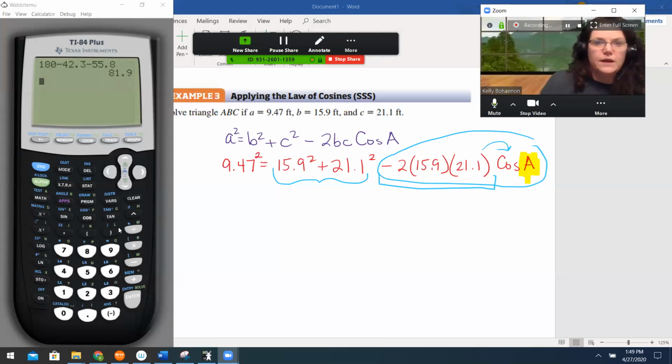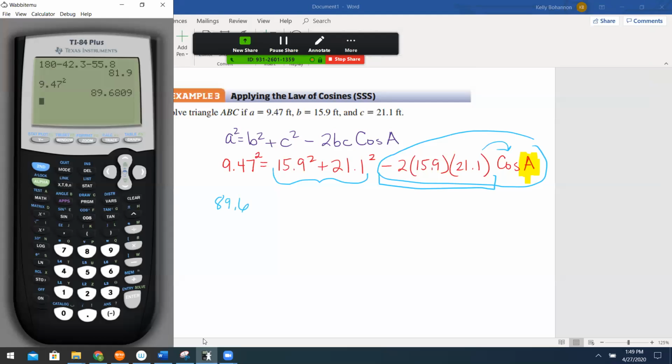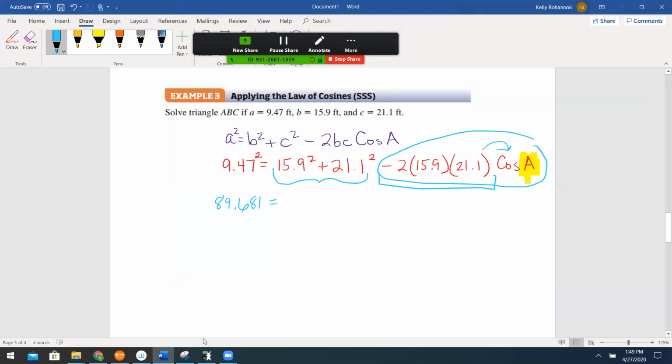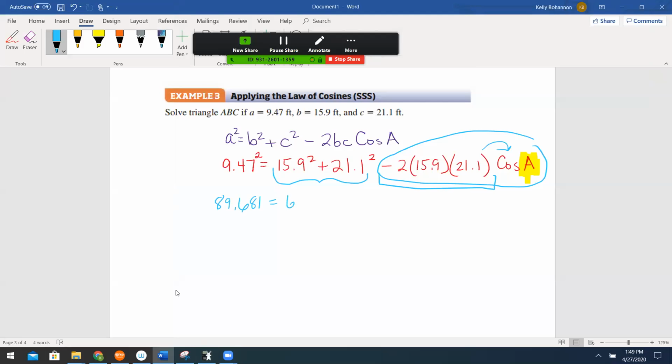So let's go ahead and just do 9.47 squared. 89.681. And then the next piece, I can put that all in there together, 15.9 squared plus 21.1 squared, and get that whole piece, 698.02.